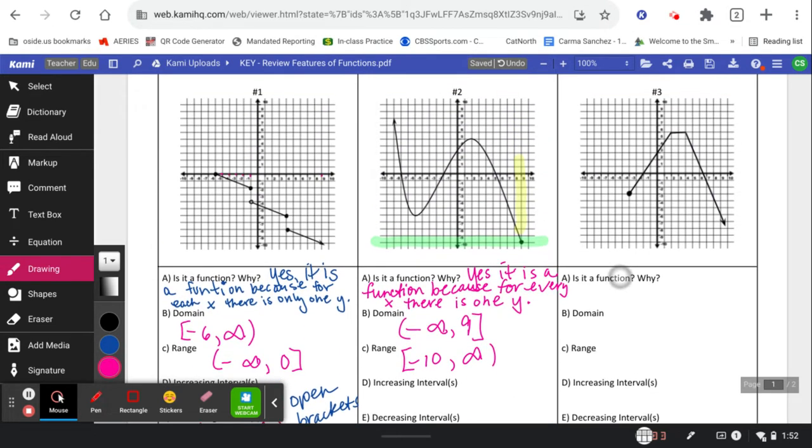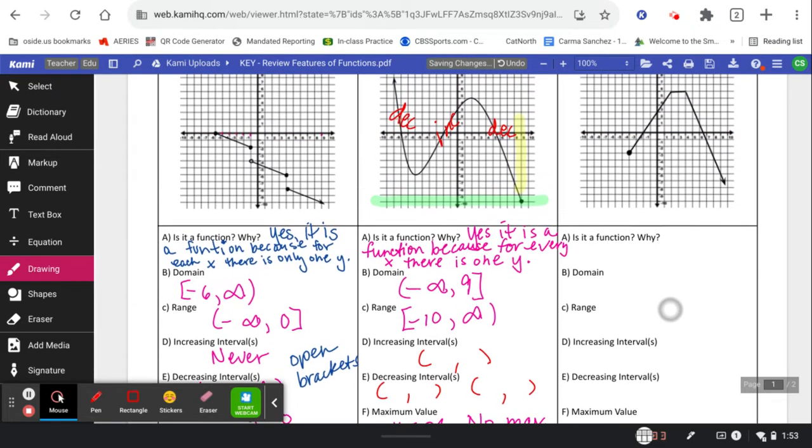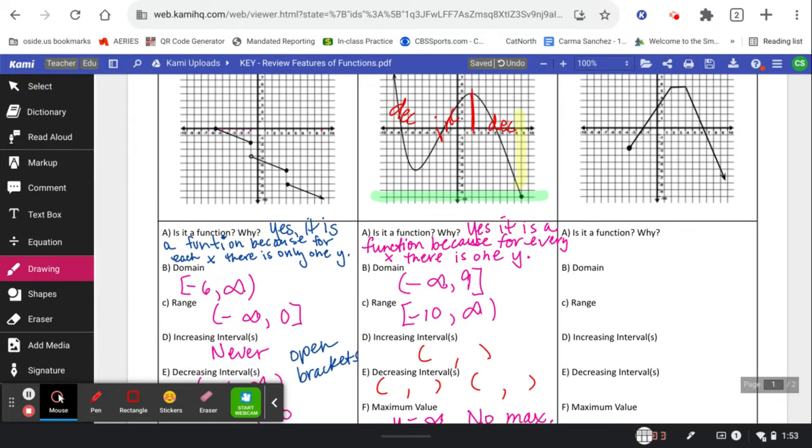Now my increasing intervals. Let me go label this real quick. This section is decreasing, this section is increasing, and this section is decreasing. So there's two sections, always open brackets, that are decreasing, and one section that's increasing. For the section that's increasing, it goes from here to maybe like there. So negative 1, 2, 3, 4, 5, 6. From negative 6 to 2. How's that looking for you?